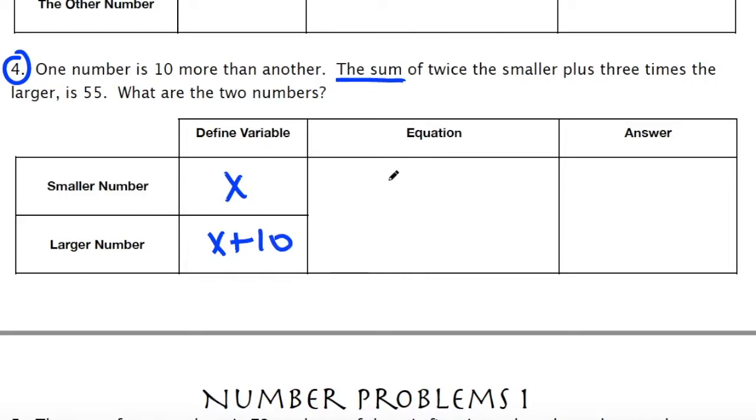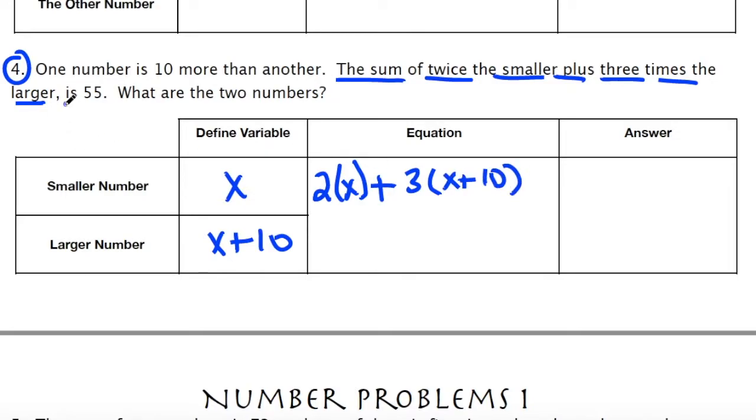It says the sum, so that's an addition problem. Twice would be 2 times the smaller, so the smaller number is x, plus, I already have my addition sign, 3 times the larger number, in this case x plus 10. The word is means equal, and then we have 55. So we have an equation there that you can use the distributive property and then combine like terms and then solve for the two numbers.